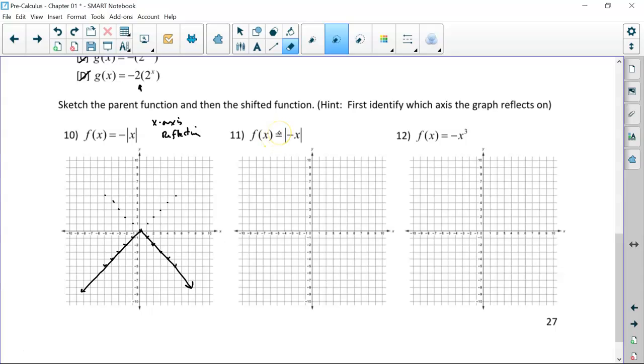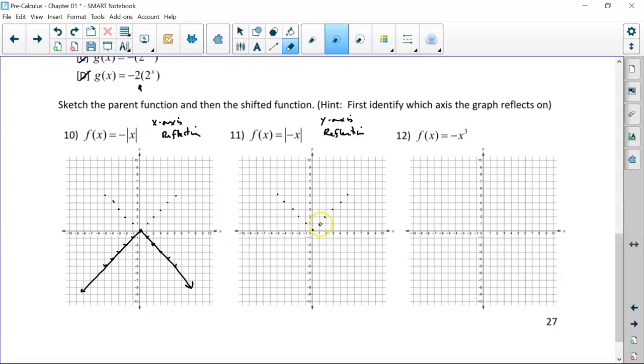For f of x equals -x, the negative is on the inside, so it's a y-axis reflection. Now, plotting my anchor points once again, my parent function points. We have a y-axis reflection. So you're multiplying now the x's by -1.